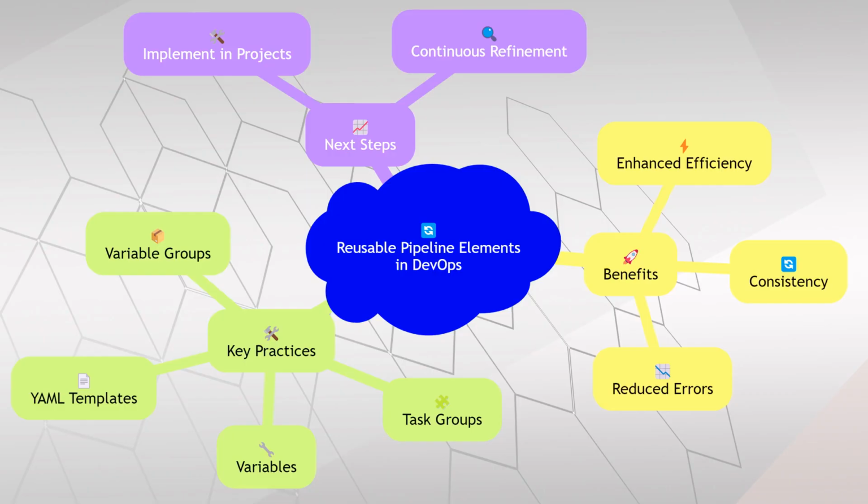In conclusion, creating reusable pipeline elements is a key practice in DevOps that can greatly enhance the efficiency and consistency of your build and release processes. By leveraging YAML templates, task groups, variables, and variable groups, you can streamline your pipeline management and reduce the risk of errors. As a next step, consider implementing these practices in your own projects and continuously refining your reusable elements to maximize their benefits.